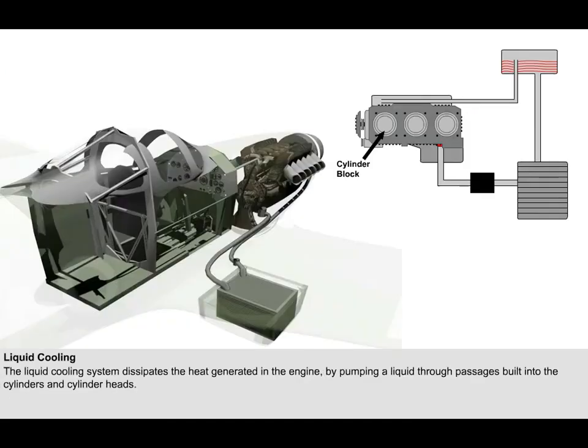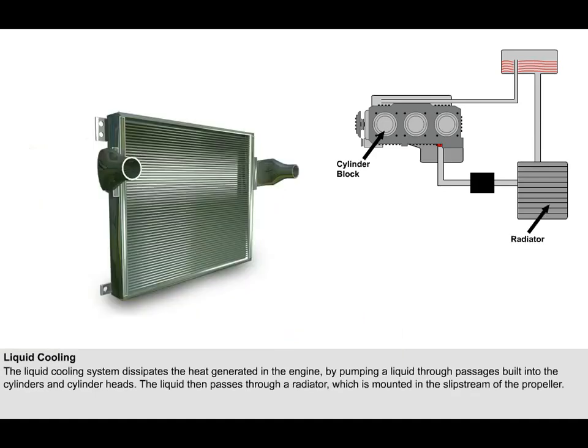The liquid cooling system shown in this diagram dissipates the heat generated in the engine by pumping a liquid through passages built into the cylinders and cylinder heads. This liquid is usually a mixture of water and glycol. The glycol acts as an antifreeze agent. The mixture of water and antifreeze is then passed through a radiator, which is mounted in the slipstream of the propeller. This placement ensures that, even with the aircraft stationary on the ground, there is a flow of cooling air across the radiator.